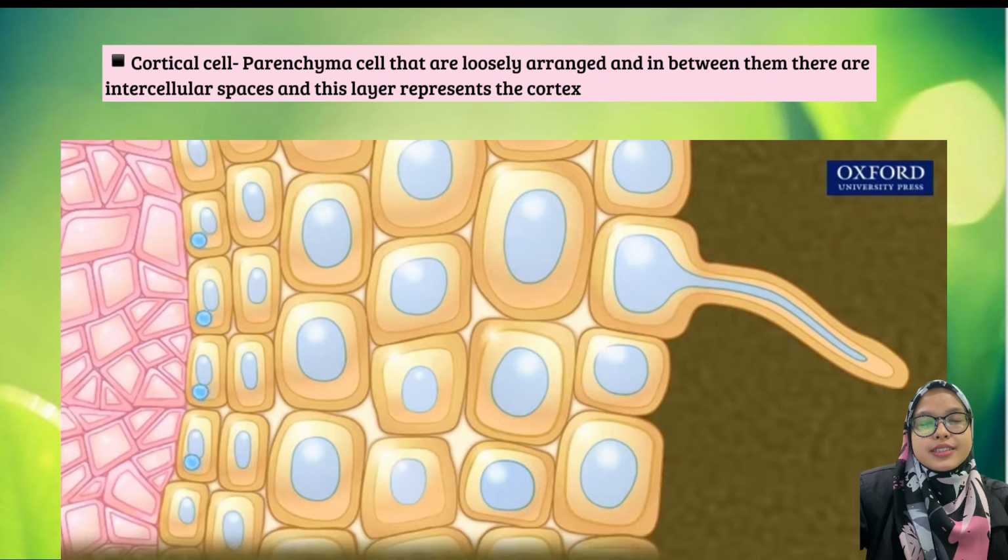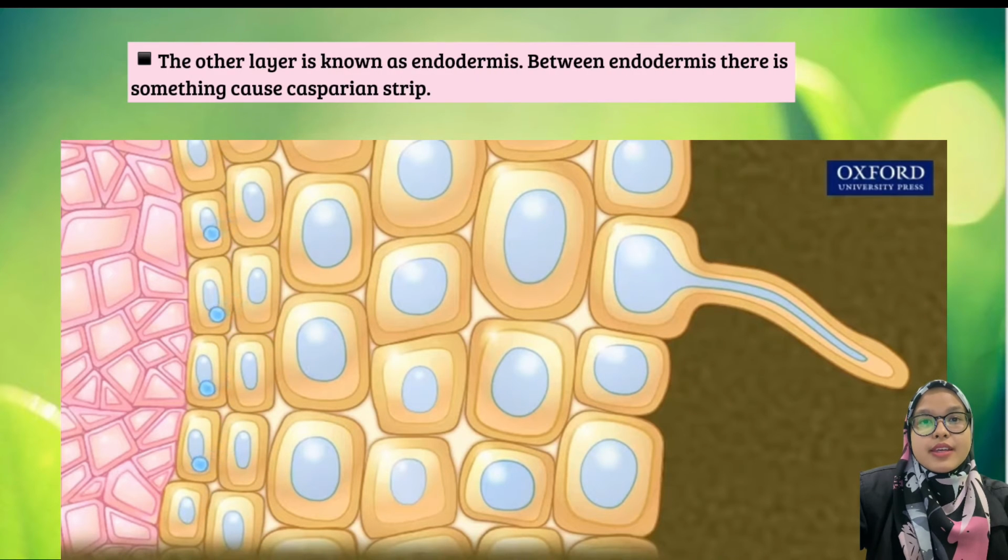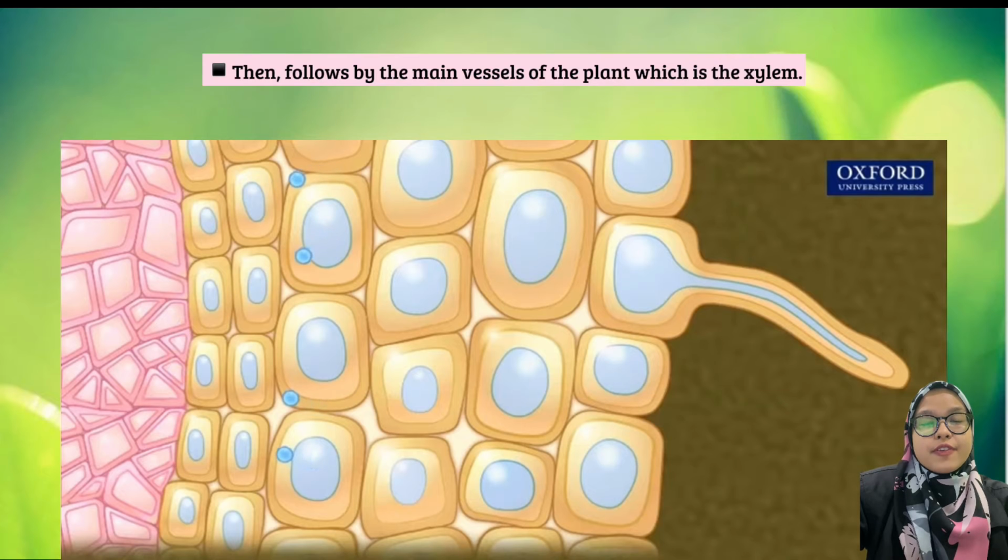Cortical cells, which are also called parenchymal cells, are loosely arranged, and in between them there are intercellular spaces, and this layer represents the cortex. The other layer is known as the endodermis. Between the endodermis cells, there is something called the Casparian strip. Then followed by the main vessel of this plant, which is the xylem.